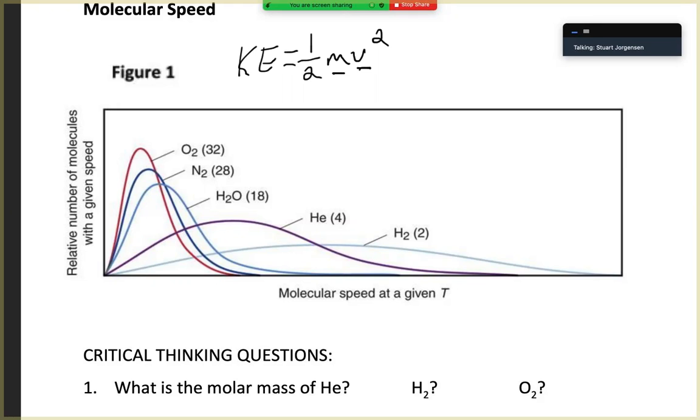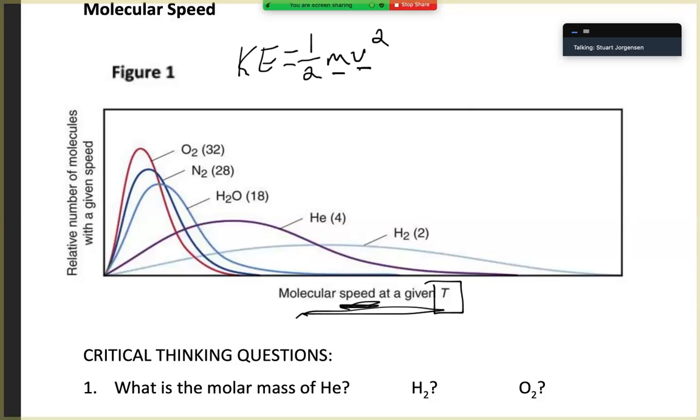Here in figure 1, we've got a bunch of different gases: oxygen, nitrogen, water, helium, and hydrogen. We've plotted two different things. We've got our molecular speed, how quickly they are moving at a given temp. That's going to be important here, because all of these gases are at the same temperature.